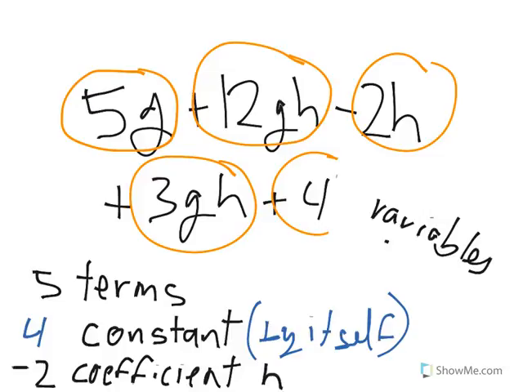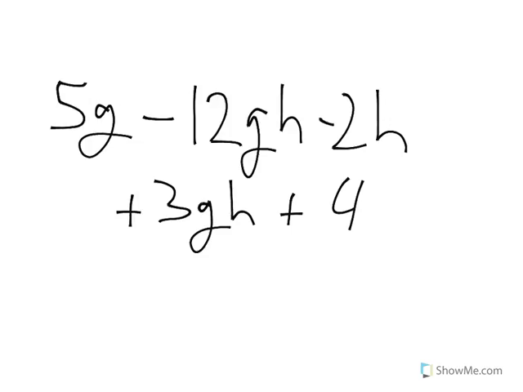Variables are g or h. Variables are the letters. We do not want to know what they are. They are just the letters.